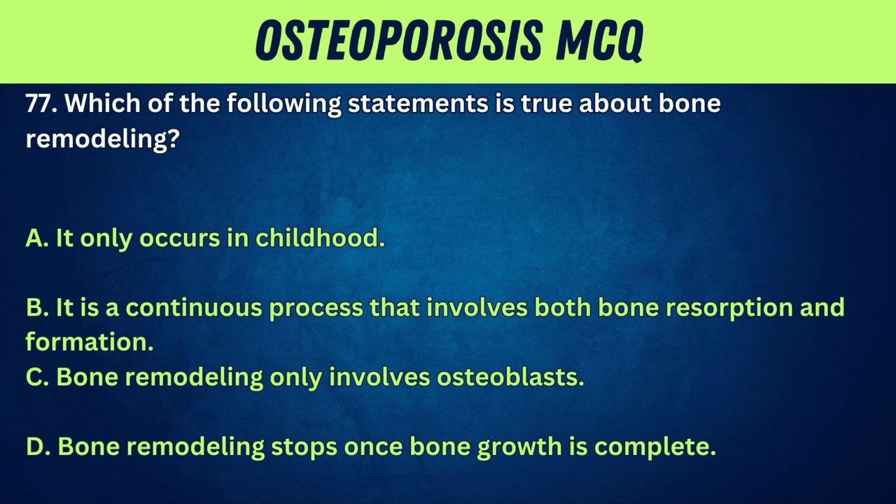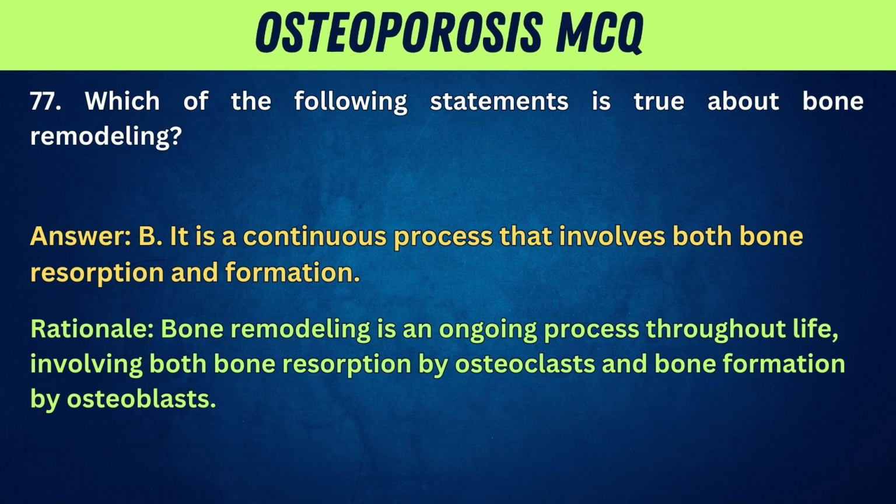77. Which of the following statements is true about bone remodeling? A. It only occurs in childhood. B. It is a continuous process that involves both bone resorption and formation. C. Bone remodeling only involves osteoblasts. D. Bone remodeling stops once bone growth is complete. Answer. B. It is a continuous process that involves both bone resorption and formation. Rationale. Bone remodeling is an ongoing process throughout life, involving both bone resorption by osteoclasts and bone formation by osteoblasts.